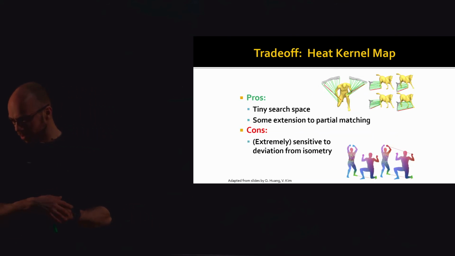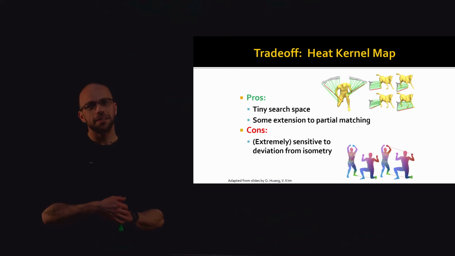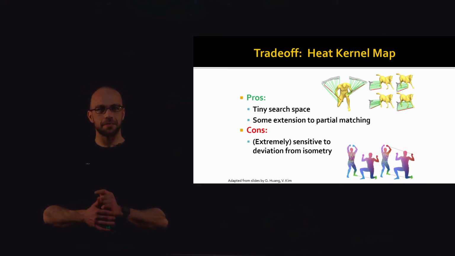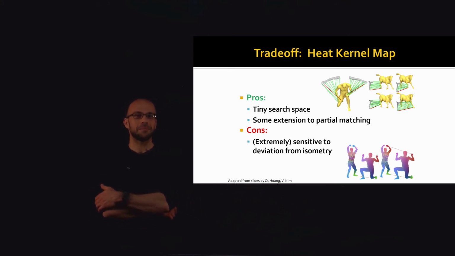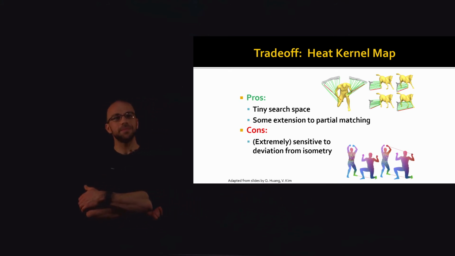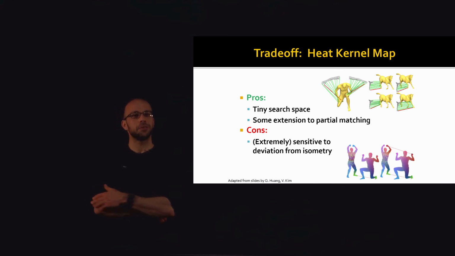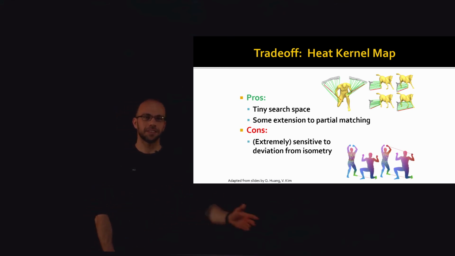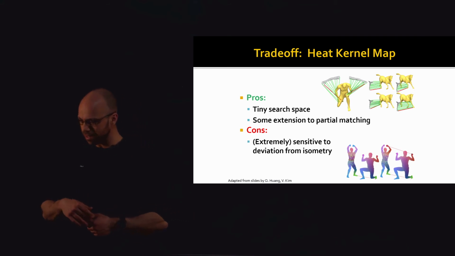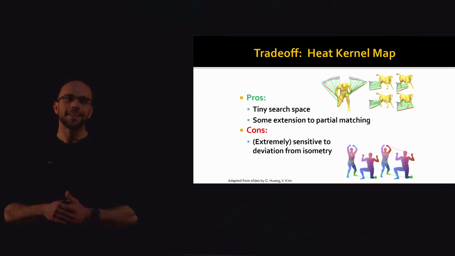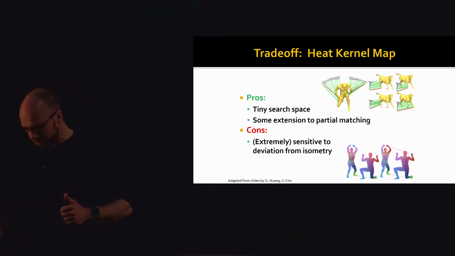So the pros here are that it's a tiny, tiny search space. There are some extensions to partial matching that are out there. But if your input data is no longer isometric, then you can get some really poor mapping. So for instance, on the bottom right here, there's a figure from, I believe, the blended intrinsic maps paper we'll cover in a few minutes. And you'll notice that the mappings computed using this technique, when they use it to just transfer color from one model to the other, have many serious deviations from being even continuous in this case.